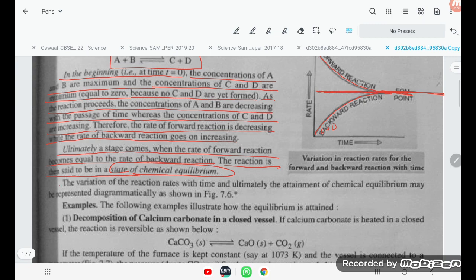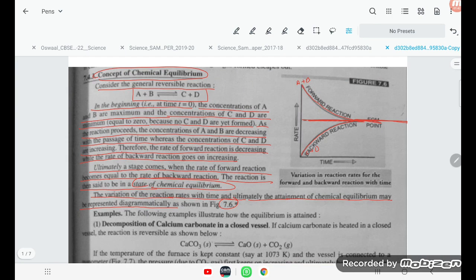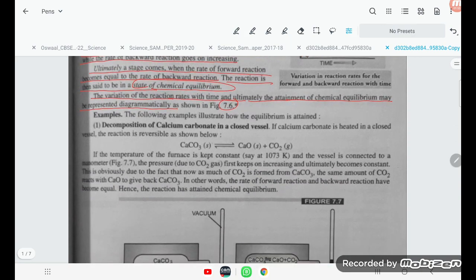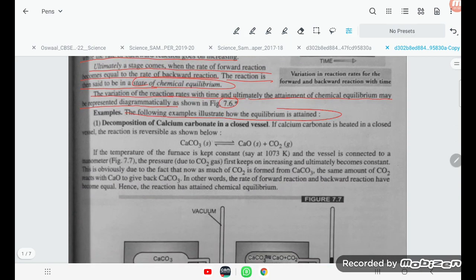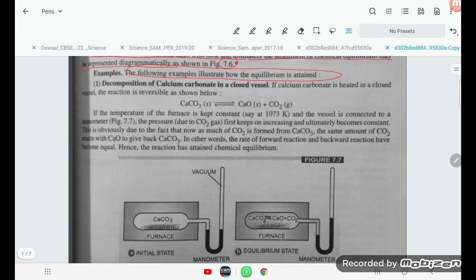Next one. The variation of reaction rate with time, ultimately the attainment of chemical equilibrium, may be represented diagrammatically as shown in figure 7.6. Here, this is the forward reaction going, and this is the backward reaction going. At one time they become equal. That, student, is the state of equilibrium.